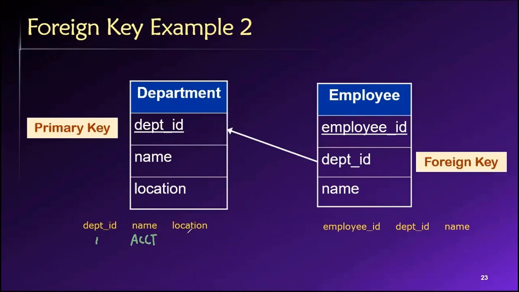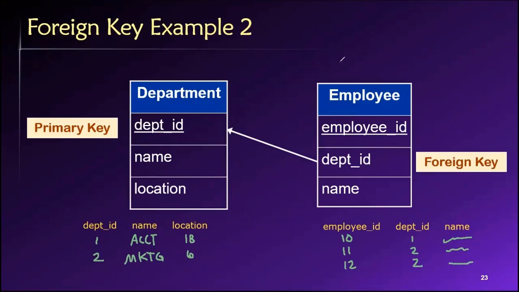And maybe they're in room 18. All right. And then we have department number 2, and maybe that's our marketing department, which I will abbreviate as MKTG, marketing. And maybe they're in other rooms and so on, right? Then we can have employee number 10, employee number 11, employee number 12, and whatever their departments are. So 1, 2, 2, and then whatever their names are.